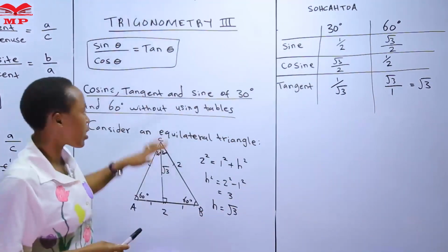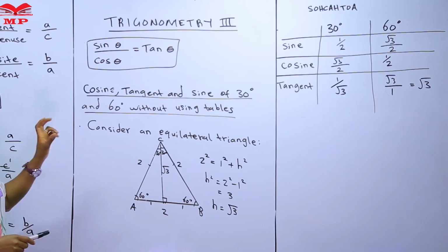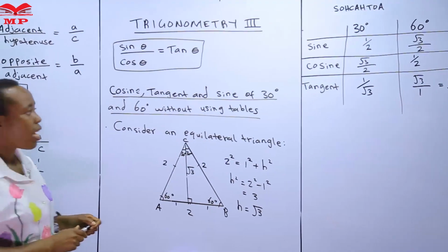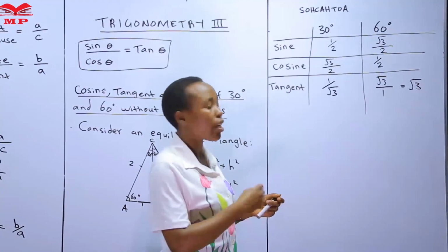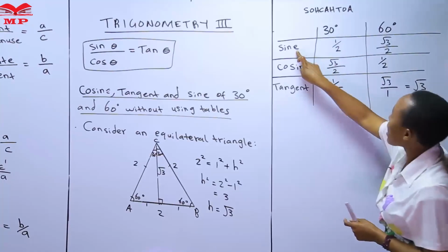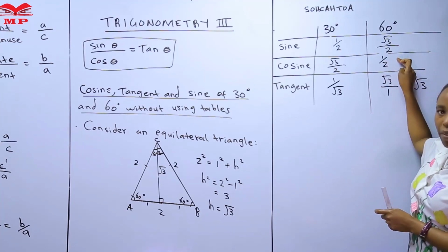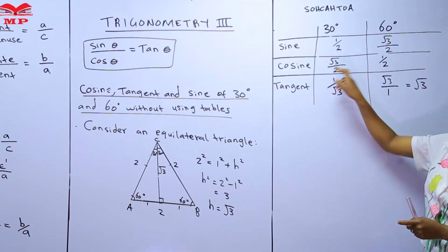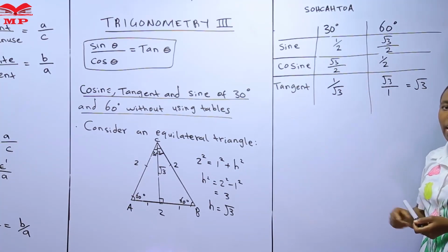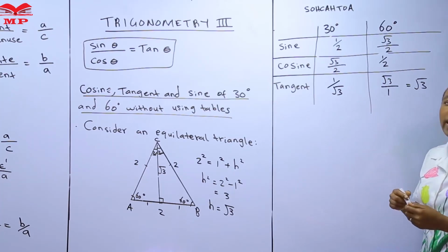Now that's what we have using our special triangle, this equilateral triangle. We are using it to get the sine, the cosine, and the tangent of 30 degrees and 60 degrees. Again, you can see clearly from this, what you covered in the previous lessons, that sine 30 degrees is the same as the cos of 60 degrees, and sine 60 degrees is equal to the cos of 30 degrees. These are complementary angles.